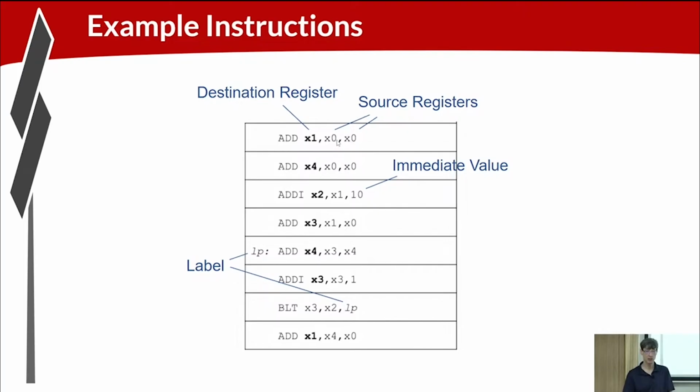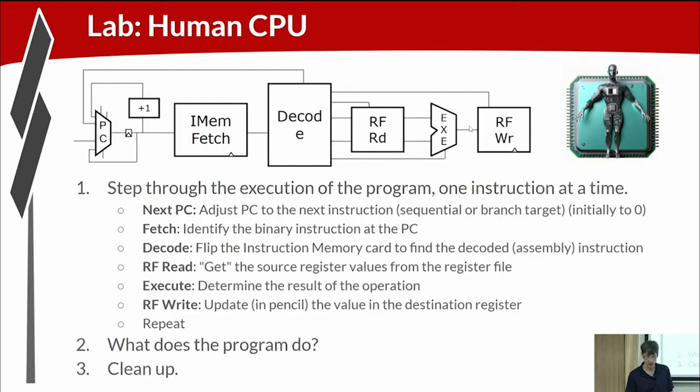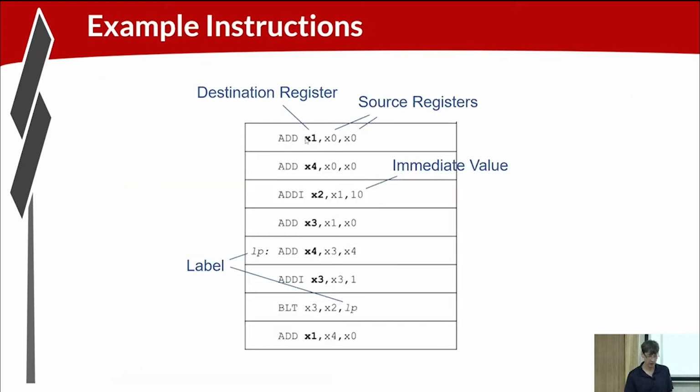The next thing we need to do is access the source register values. These 2 are the source register values, x0, x0. x0 has a value of 0, so I'm adding 0 plus 0. Next thing I'm going to do is execute the instruction. I'm going to perform 0 plus 0. That's going to result in 0. I'm going to write that 0 back to the register file into the destination register x1. Right, so just write 0.